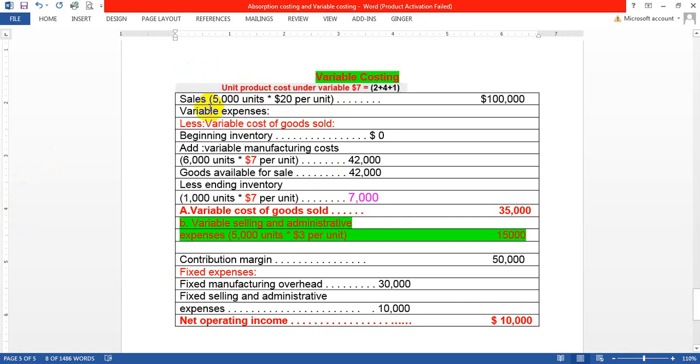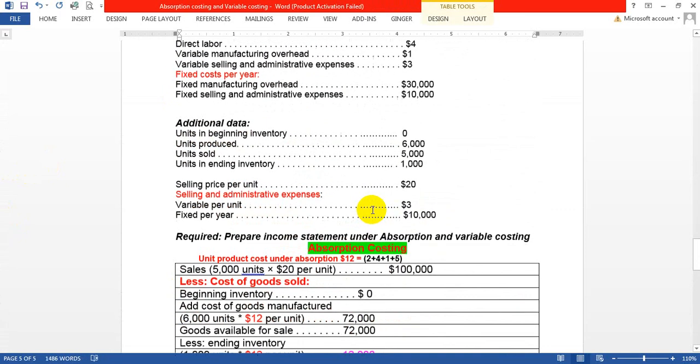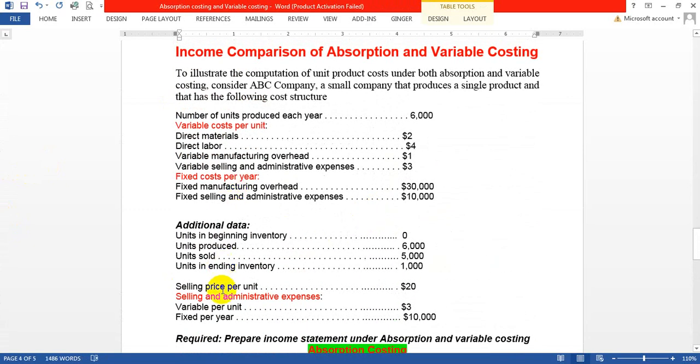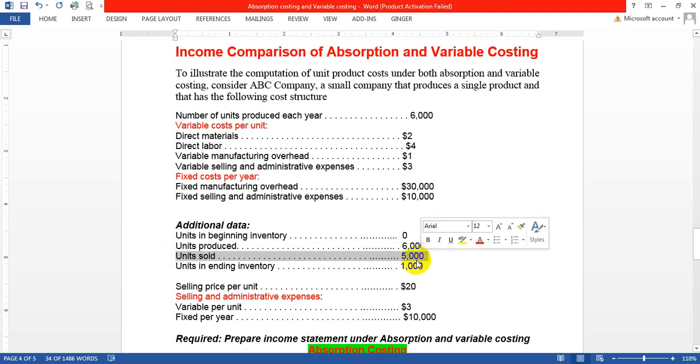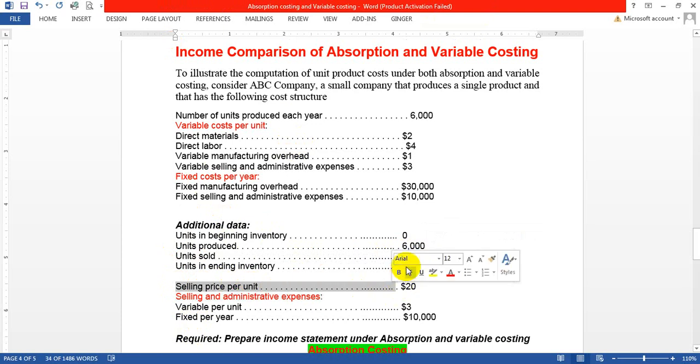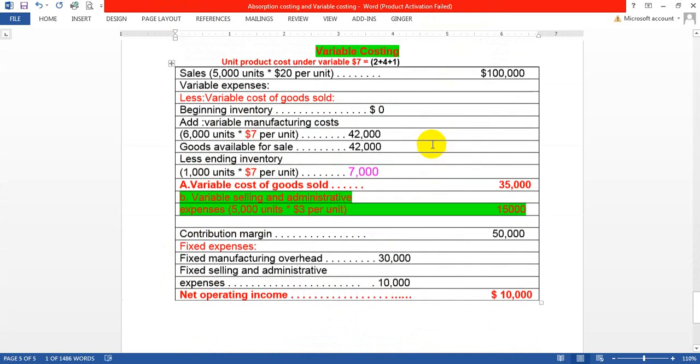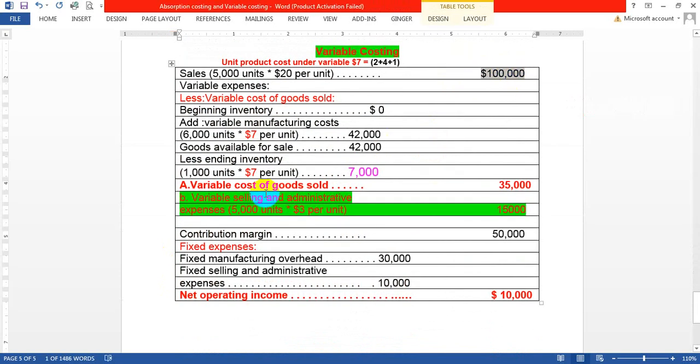Okay, now sales. What is my sales? Go back again, move towards the question. My sales, units sold, how many units are sold? That is 5,000, right? And the selling price per unit is 20. So 5,000 multiplied by 20 is equal to 1 lakh. Again I got 1 lakh. So my sale is 1 lakh again.